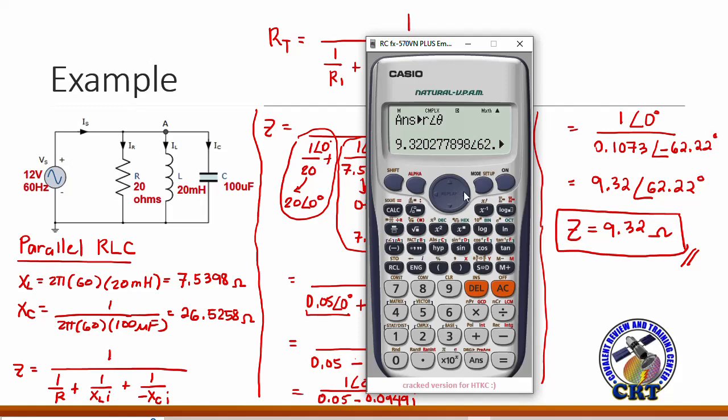Okay, so that is how to calculate the impedance of an RLC circuit. You can check also the angle. So the angle here is 62.22. Okay, so this is our answer for this example. The impedance is 9.32 ohms.